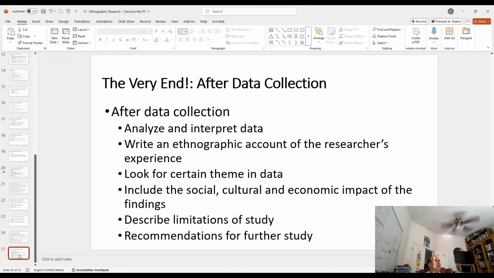At the very end, after you collect data, you have to analyze it and interpret it. You have to write an account of your experience. You have to look for themes in the data, right? If there are 30, 50 findings, are they themes? Is there any way that they come together under a theme? You have to include the social, cultural, and economic impact of the findings, describe if there were any limitations, and also provide recommendations for future study.